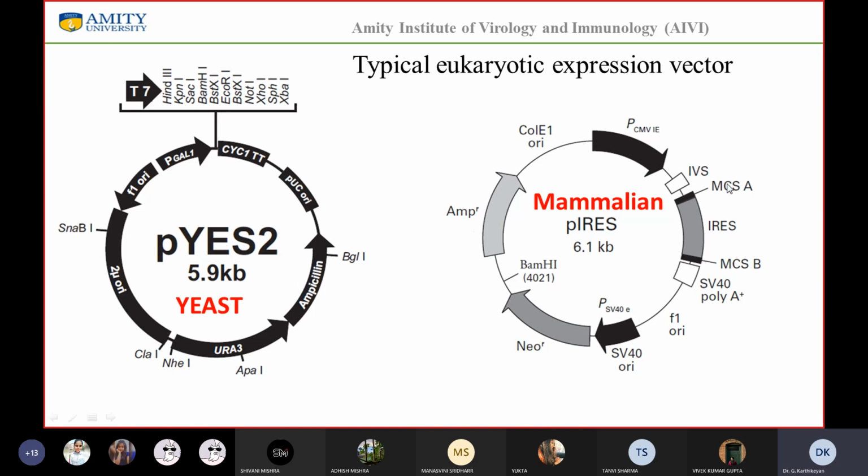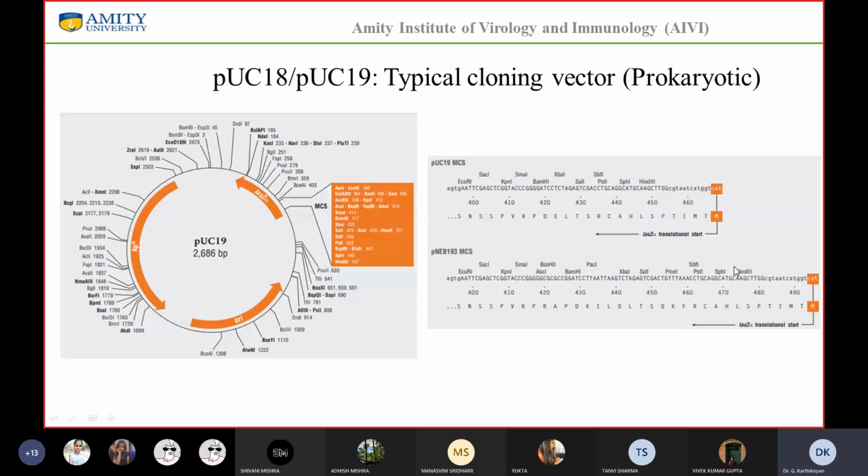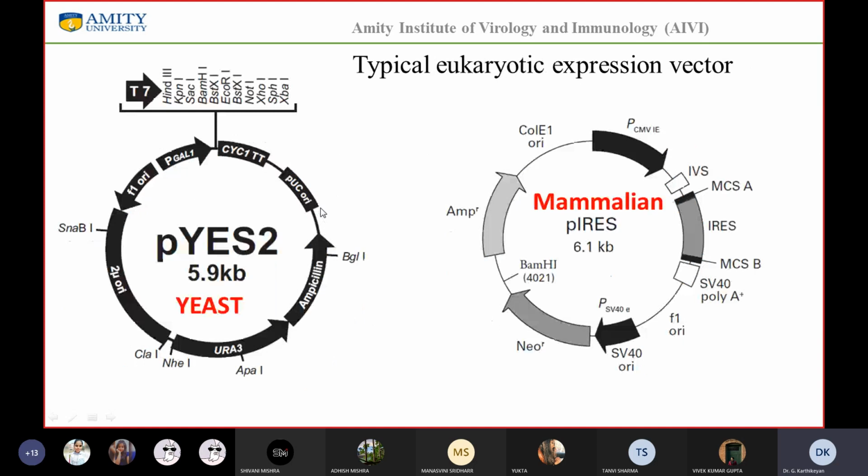Okay. And then you have what is called MCSA and MCSB. MCSA and MCSB, if you remember, this is the multiple cloning site, right? So this has a multiple cloning site at 2 different regions. Each of them carries a different restriction enzyme site. And then you have what is called the internal ribosome entry site, which is necessary for optimal translation of the protein. Okay. And then it has an SV40 origin of replication so that this can replicate in mammalian cells.